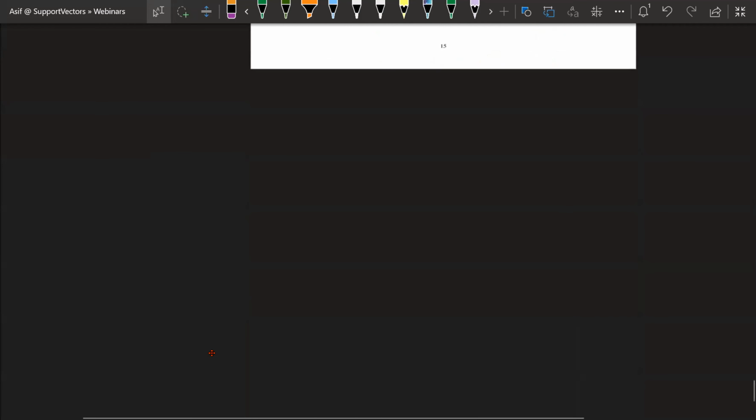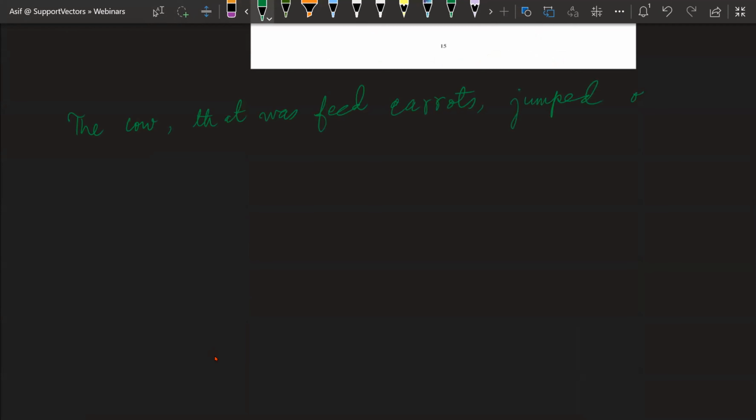So the idea is this. First, you take the words. Let's say you have the sentence: the cow that was fed carrots jumped over the moon with joy. I'm deliberately contriving a very silly statement here.